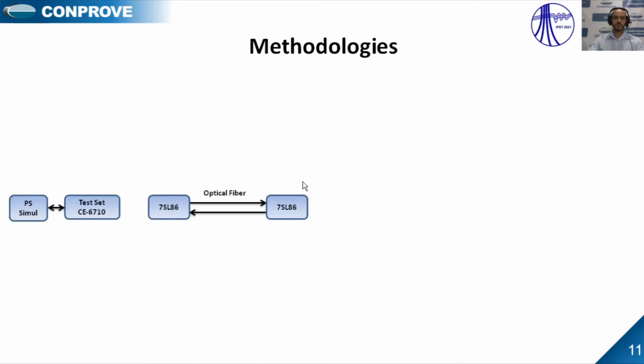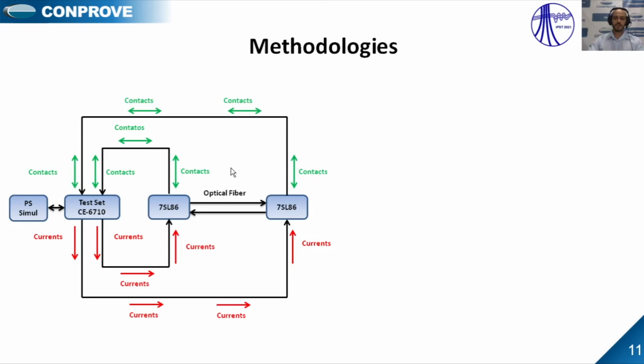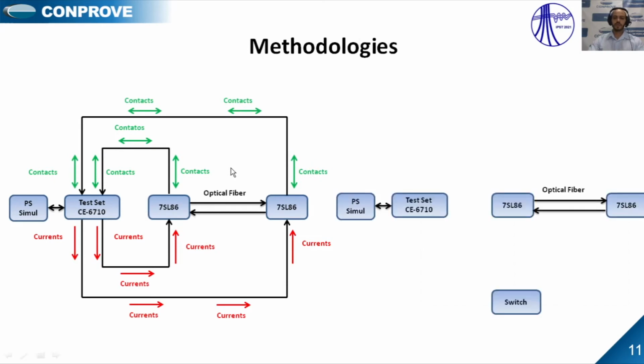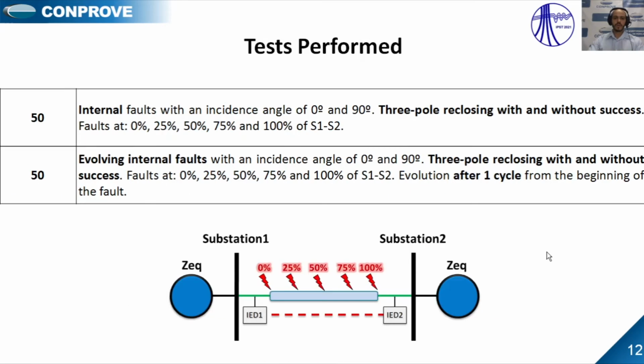The methodologies. In the first one, we have the hardwire. The test set will inject the currents and get the contacts of both relays. On the IEC 61850, we have a switch, and all the signals go through the switch, the sample value and GOOSE signals. And the 10 groups of tests.